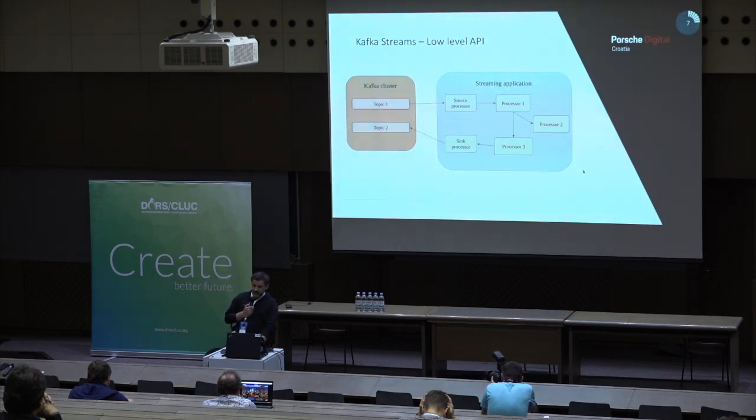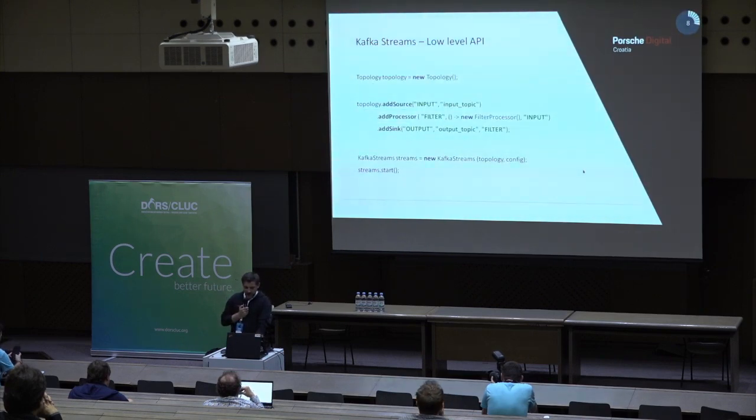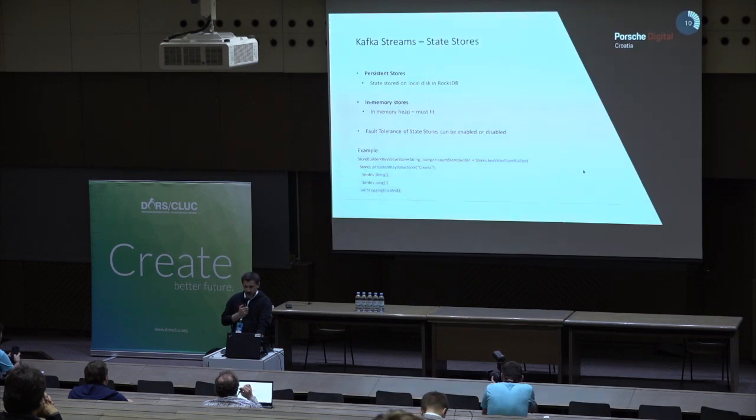Okay, so now I have some slides that I will skip because in half an hour we don't have enough time for that, but we can get back to that later if there are questions regarding it. Just short info, Kafka Streams has a low-level API and a high-level API. Basically, the high-level API is mostly used and the low-level API only in some special cases.